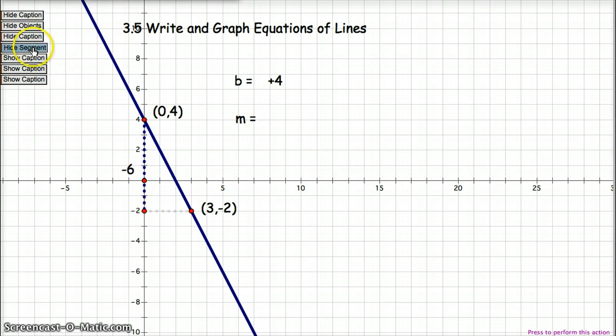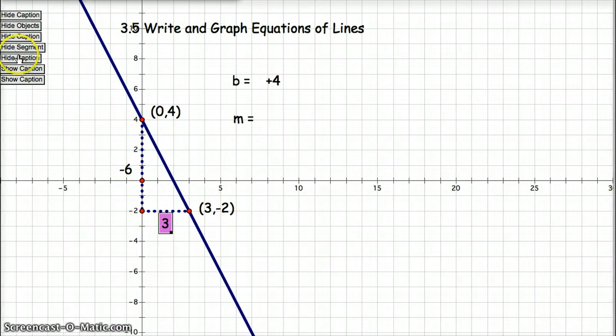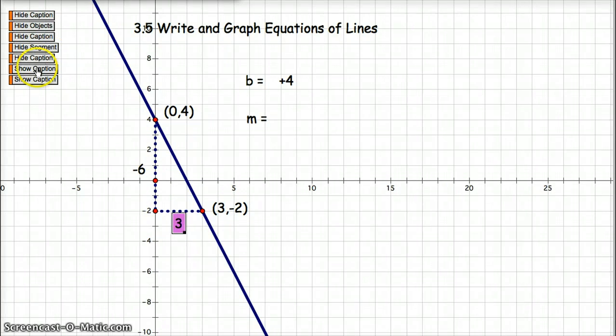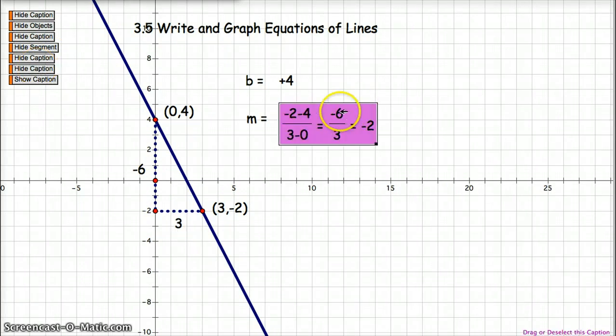Then I'm going to count my run. My run is to the right, over 1, 2, 3. So it's a positive 3 because I went to the right, so I went down 6 over 3. So negative 6 over 3, and that's basically what I'm going to write. Okay, so negative 6 over 3.